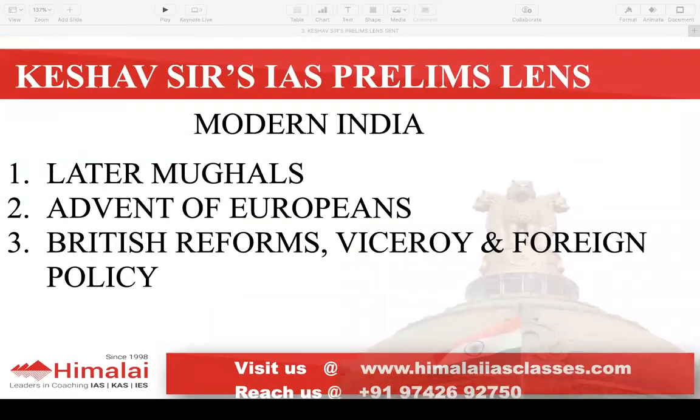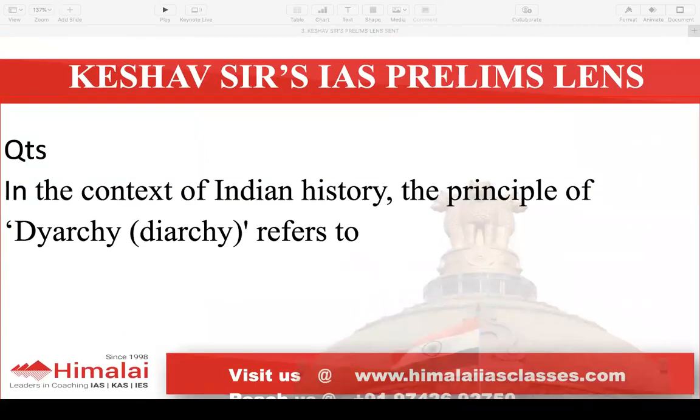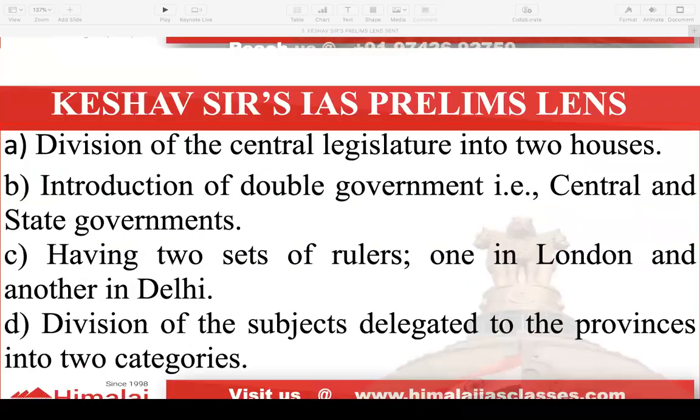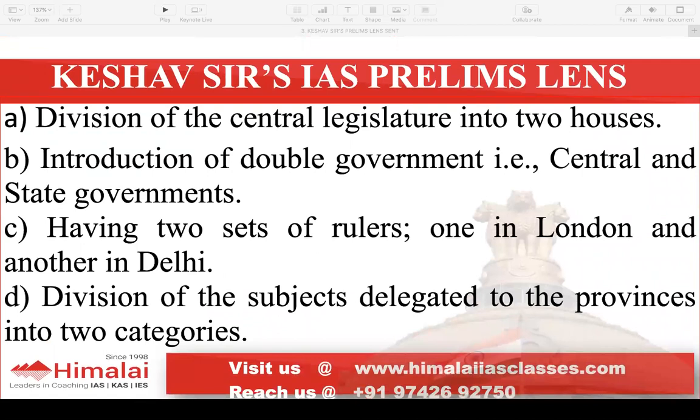In this session, we will be covering modern India questions on later Mughals, advent of Europeans, British reforms, Viceroy and foreign policy. First question, in the context of Indian history, the principle of diarchy refers to A. Division of central legislature into two houses, B. Introduction of double government, central and state governments, C. Having two sets of rulers, one in London, another in Delhi, D. Division of the subjects delegated to the provinces into two categories.